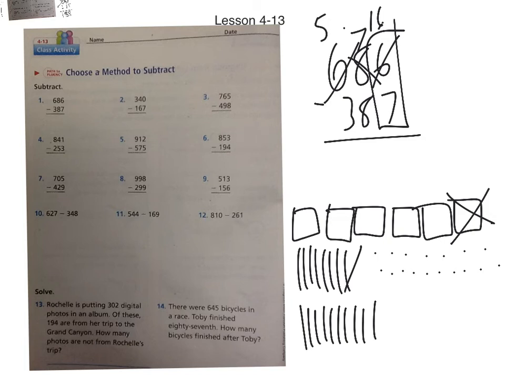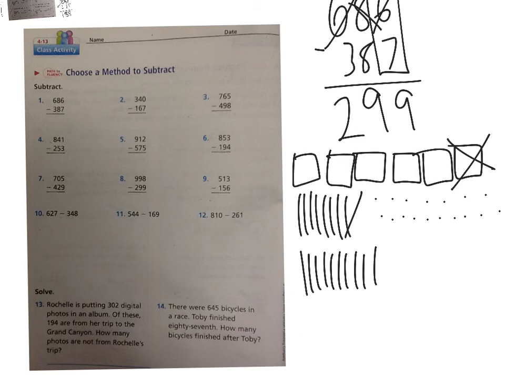16 minus, sorry, that makes 17 there. So 16 minus 7 is 9. 17 minus 8 is 9. 5 minus 3 is 2. So 299 on that one. Let me do another one with you.